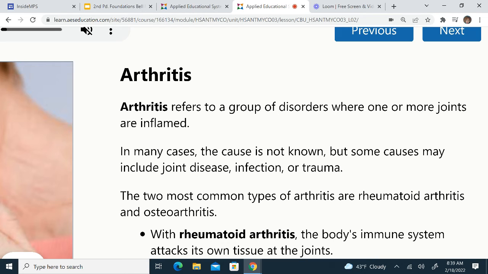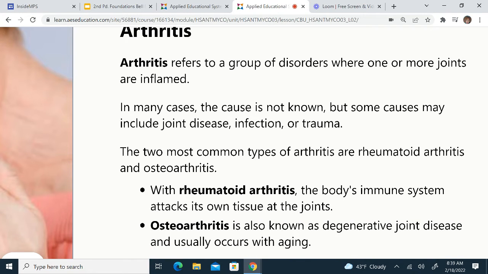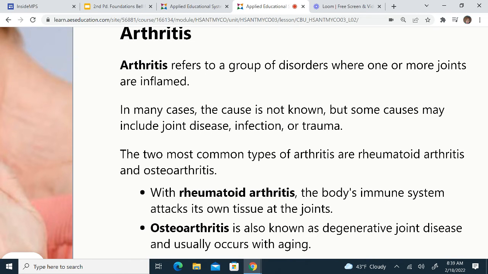You have two common types of arthritis, or the most common types are rheumatoid arthritis and osteoarthritis. With rheumatoid, the body's immune system attacks its own tissue at the joints. And then osteoarthritis is also known as degenerative joint disease and usually occurs with aging. So that's something that happens as you get older, because remember, oste is bone.